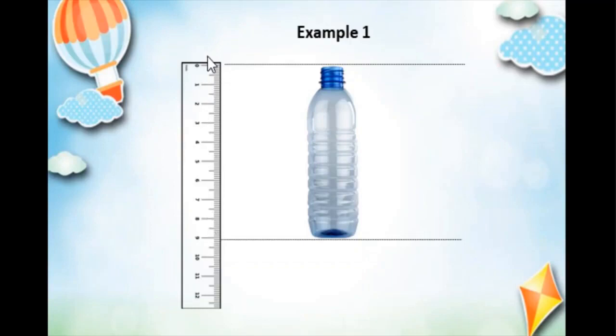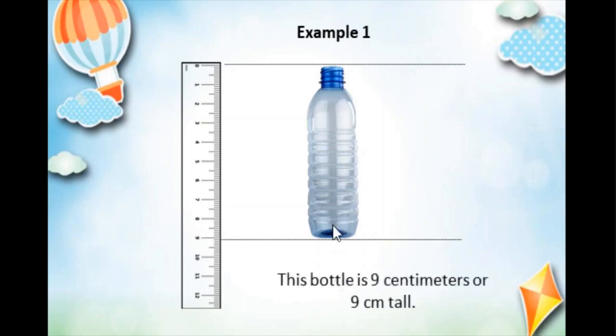So let's start counting from 0. Ready? Start. 0, 1, 2, 3, 4, 5, 6, 7, 8, 9. We stopped with the 9th number. That means this water bottle is 9 centimeters or 9 cm tall. Again, this bottle is 9 centimeters or 9 cm tall.